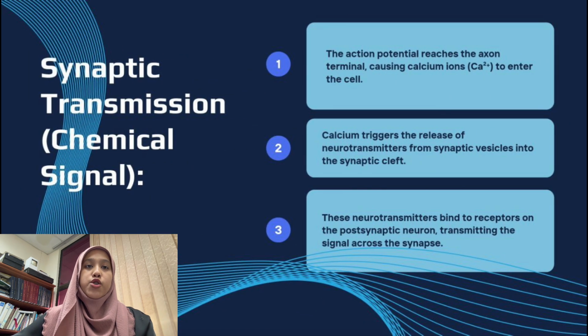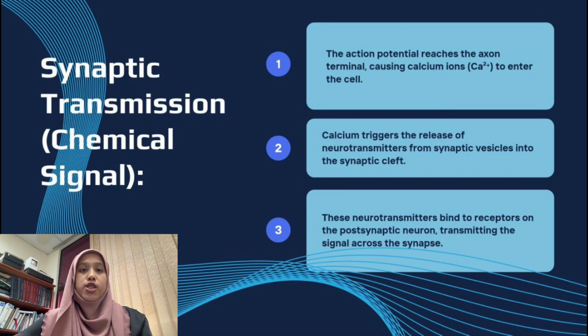Next is the synaptic transmission, which is the chemical signal. At the axon terminal, the action potential triggers calcium ions to enter the neuron. This causes neurotransmitters to be released into the synaptic cleft, the small gap between neurons. These neurotransmitters bind to receptors on the next neuron, passing along the signal. Together, these processes form the basis of every thought, movement, and sensation we experience.